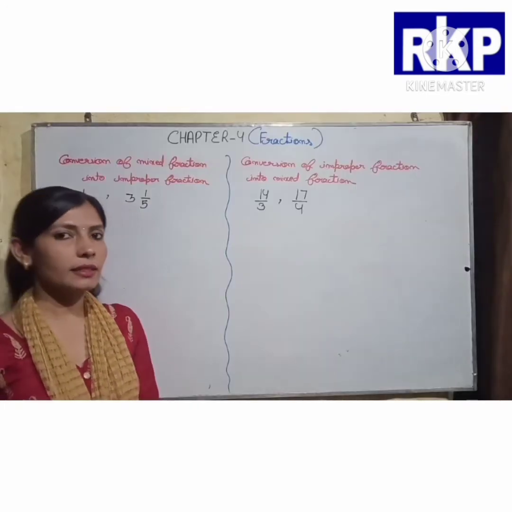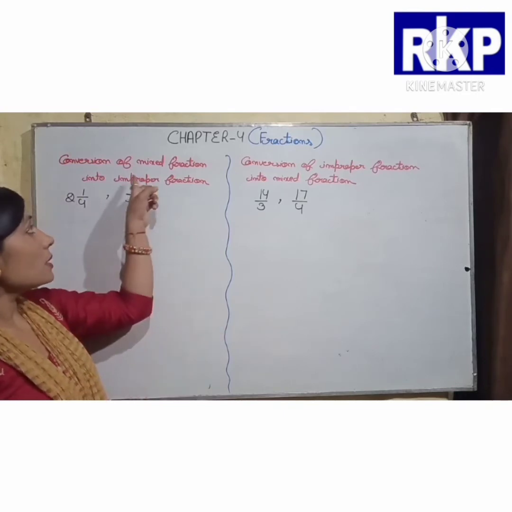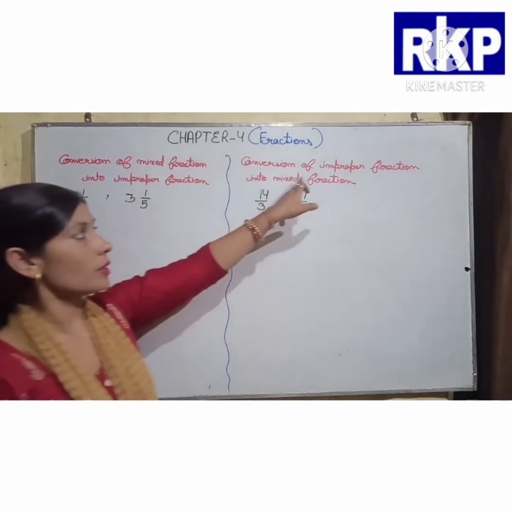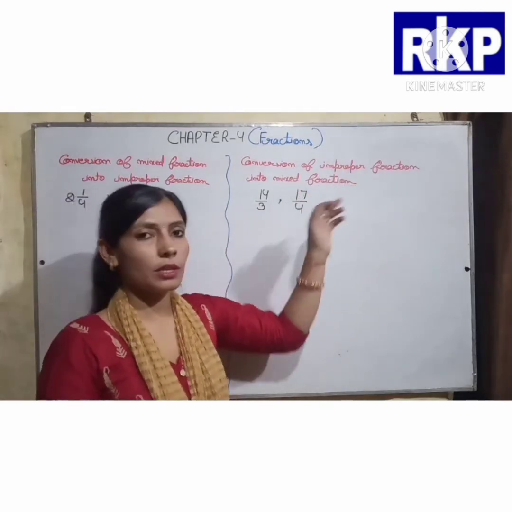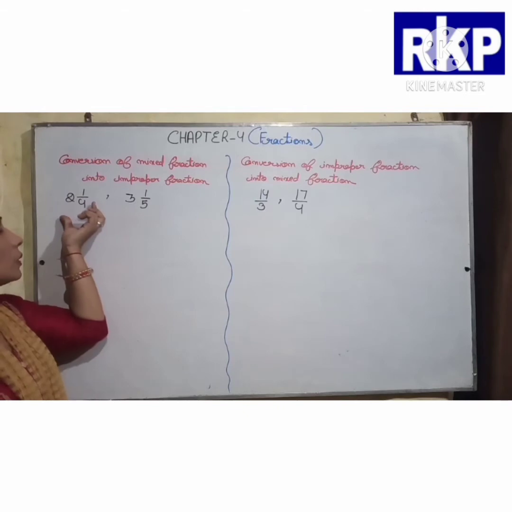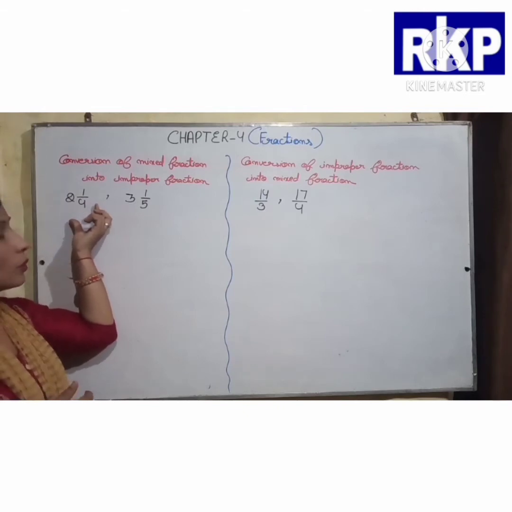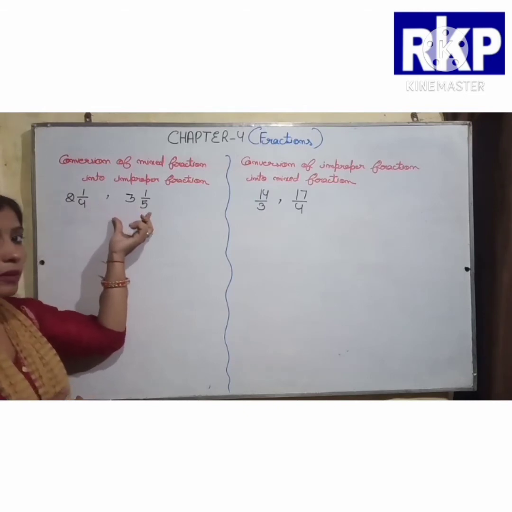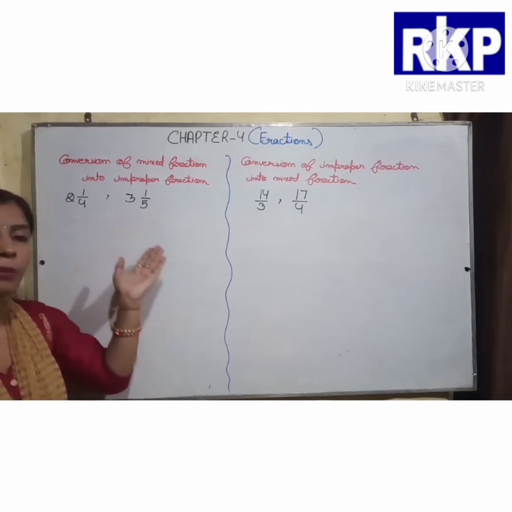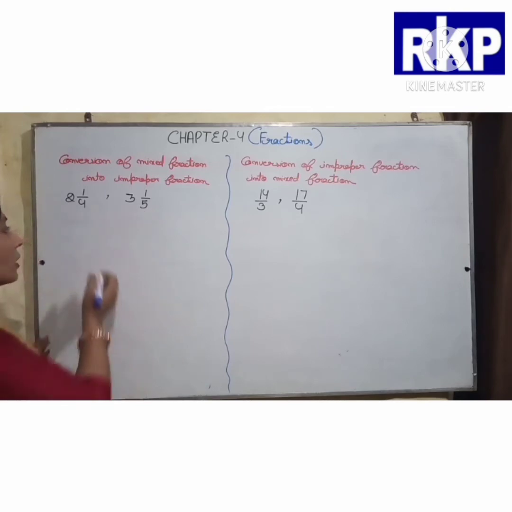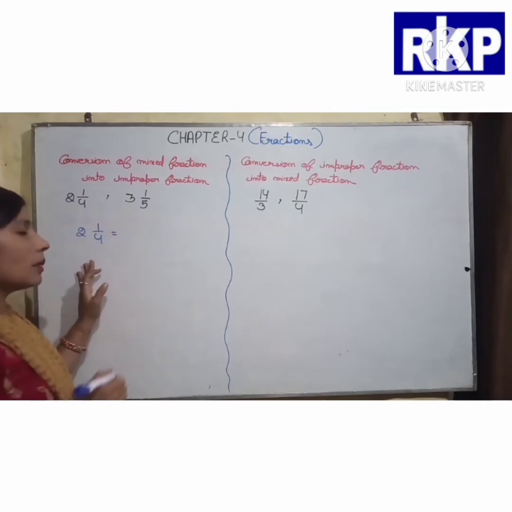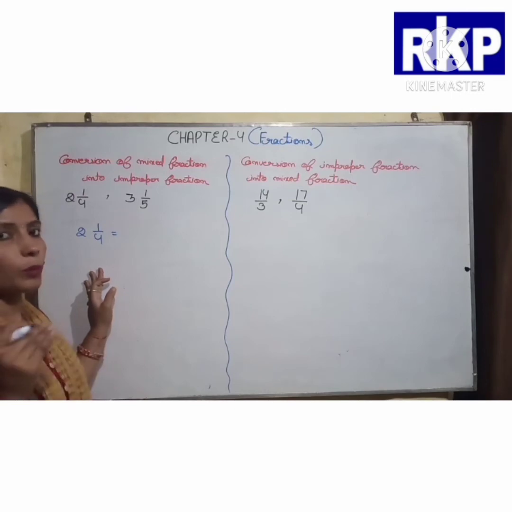Let us revise how we can convert a mixed fraction into an improper fraction and how we can convert an improper fraction into a mixed fraction. Now beta, let us start. Here we have 2 and 1 by 4, and 3 and 1 by 5, and we want to convert these into improper fractions. So beta, how can we convert? We want to convert 2 and 1 by 4 into an improper fraction.